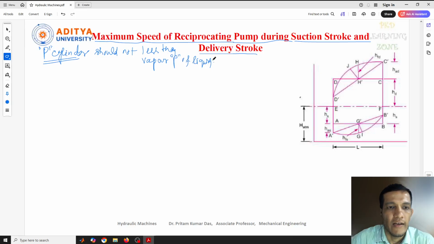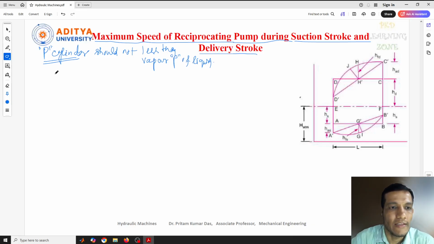Okay. This is the first condition, as I told you, that the pressure in the cylinder should not be less than the vapor pressure of the liquid which is flowing through the suction pipe and the delivery pipe, because suction stroke is when the fluid is flowing through the suction pipe. Delivery stroke will be when the fluid is coming out from the cylinder and going out through the delivery pipe. At that time, delivery strokes will be there.